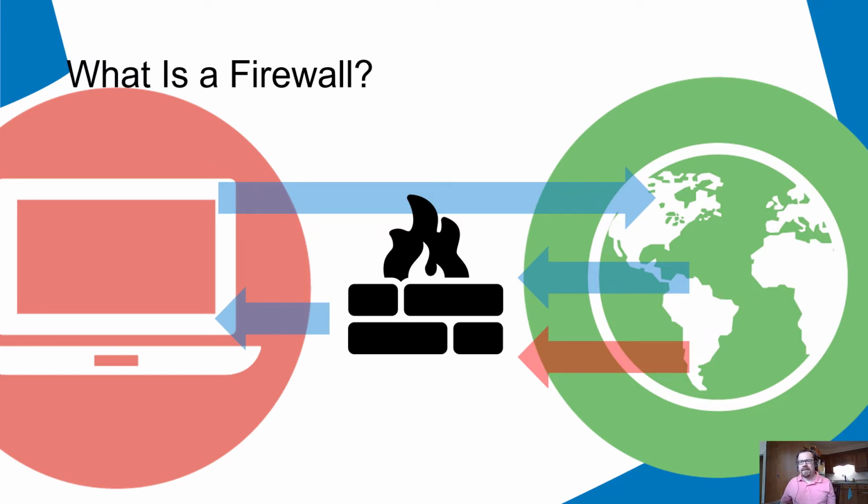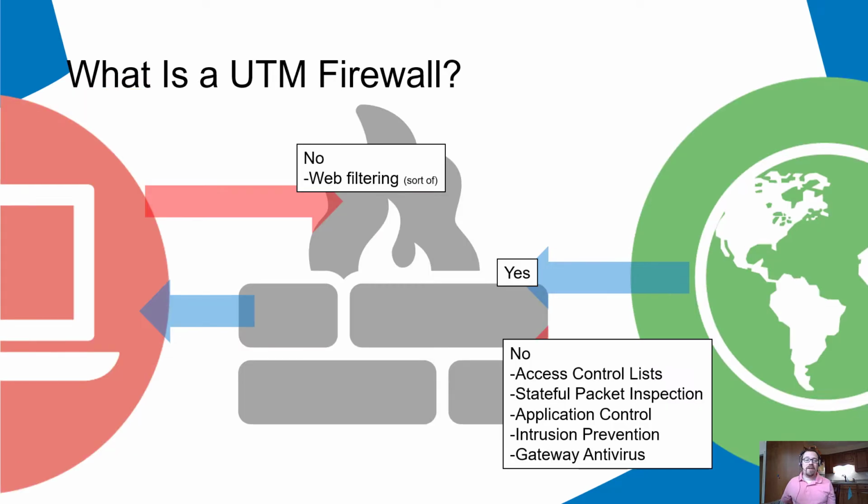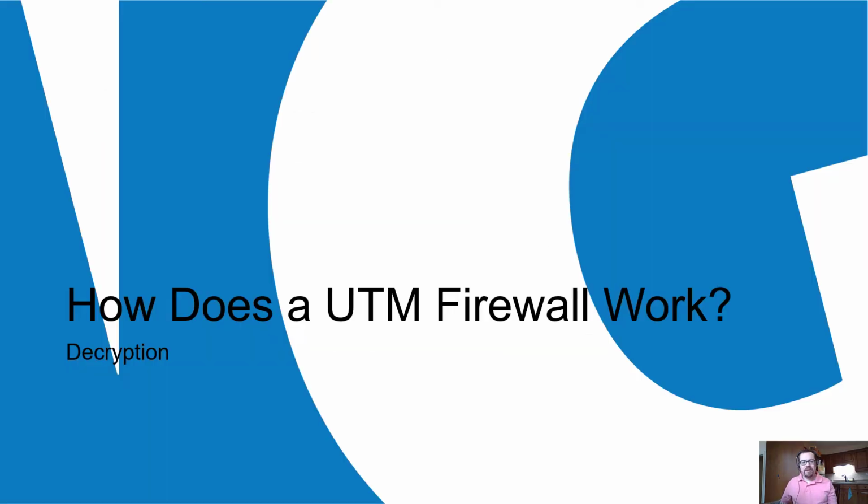Right towards the end of the last video, we defined what a UTM firewall was, which was a firewall that was able to access more information inside of the packets that were going through, and do blocking or filtering based on a lot more criteria than just source and destination, the things an old firewall would do. We get application control, intrusion prevention, gateway antivirus, web filtering, all that kind of thing. So we're going to look a little bit further into how a UTM firewall works today by looking at something called decryption.